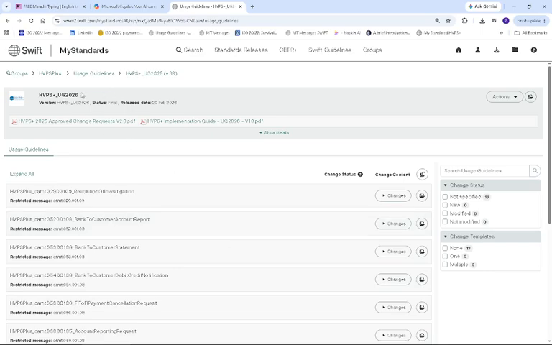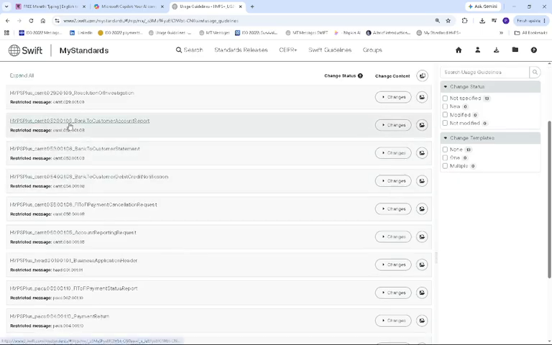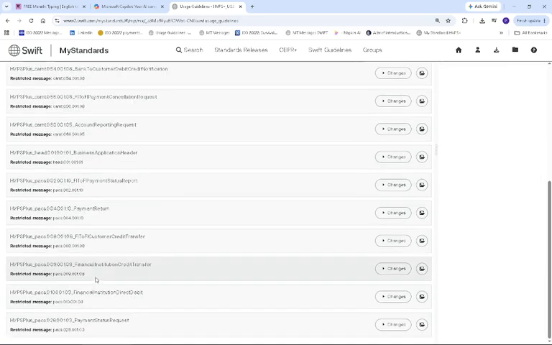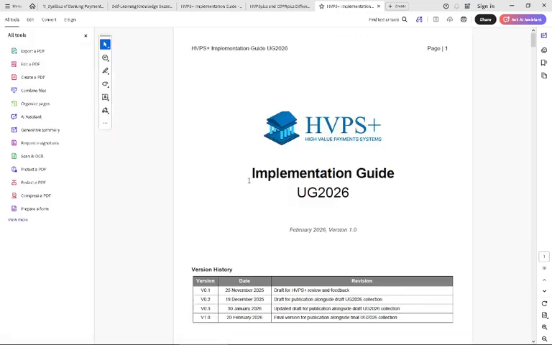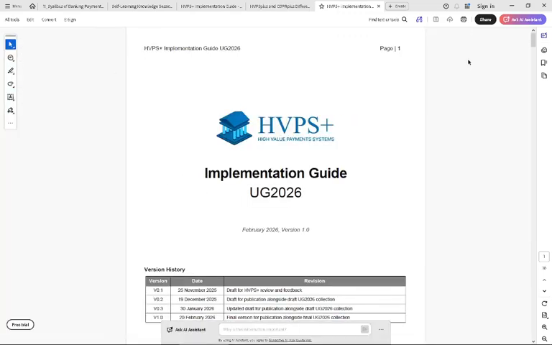You will see that under high value payment system, this guideline is available, right? And those are the messages like 52, 53, 54, 60. Many messages are affected by this high value payment system. It's mentioned here. I have already downloaded one of these from the website for the high value payment system. Okay, it's already been downloaded, which looks like this.